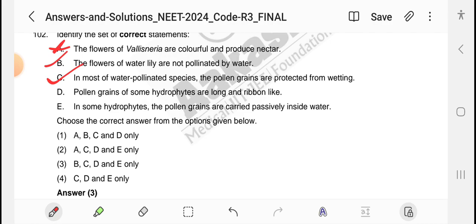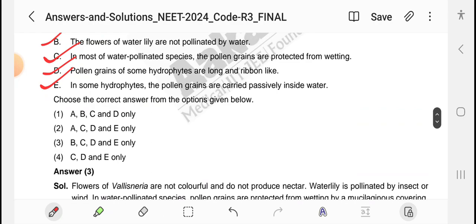Pollen grains of some hydrophytes are long and ribbon-like. This is also a correct statement. In some hydrophytes, the pollen grains are carried passively inside water. This is also a correct statement. So the correct option would be option number 3, that is B, C, D and E only.